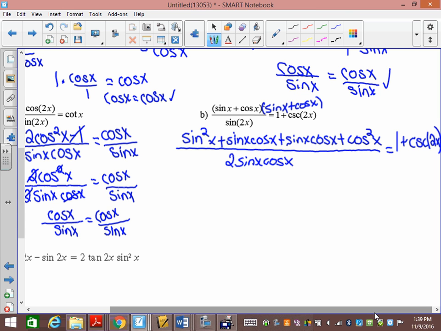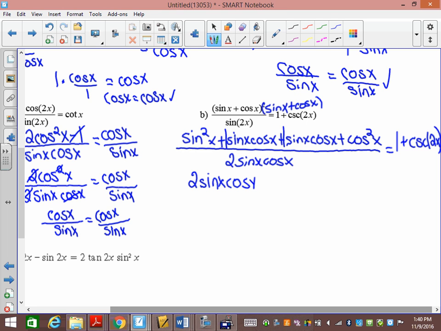Okay. Please pay close attention. This is a 1 sine x cos x. This is a 1 sine x cos x. So that's technically 2 sine x cos x, right? Like having a 1xy plus a 1xy, it's 2xy. So it's 2 sine x cos x.